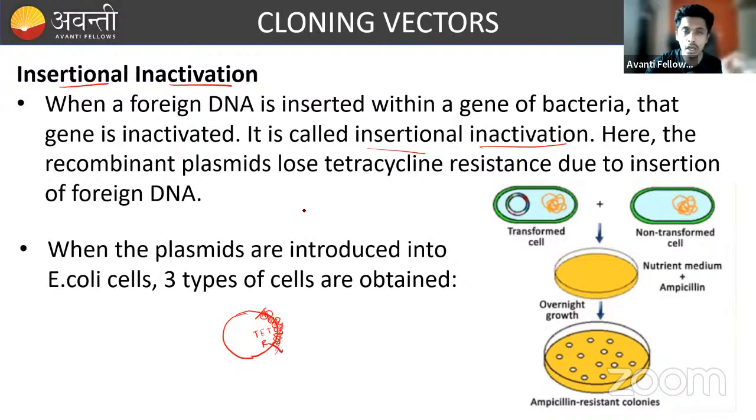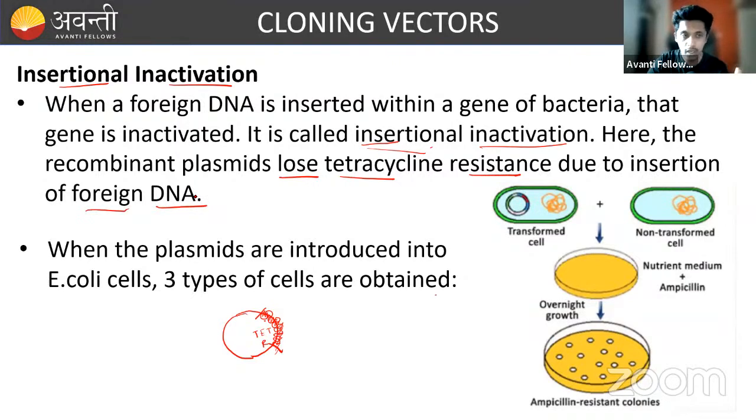What did I do in this? When I inserted my gene of interest in the place of an antibiotic resistance gene, the antibiotic resistance character of that particular plasmid is inactivated. So this is a methodology for me to understand whether it is recombinant or non-recombinant, or transformant or non-transformant. Now whenever I insert a gene in the place of the tetracycline resistance gene, what will happen to this recombinant plasmid? They will lose tetracycline resistance due to the insertion of foreign DNA.